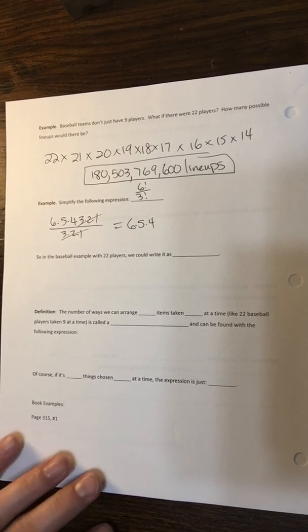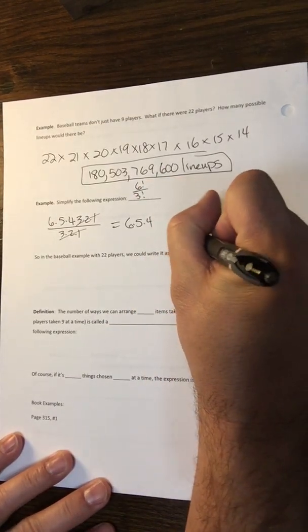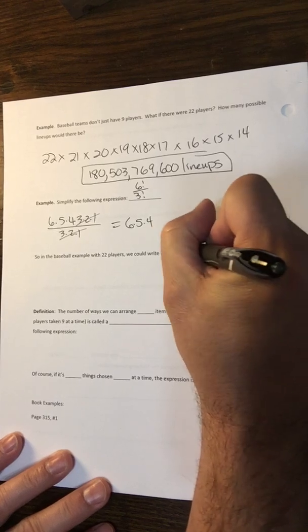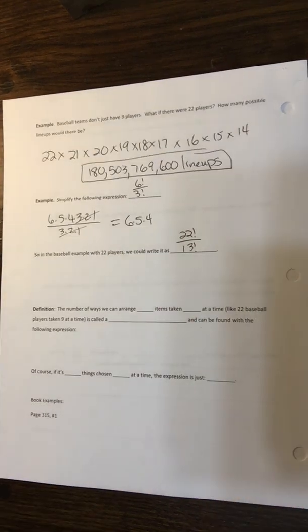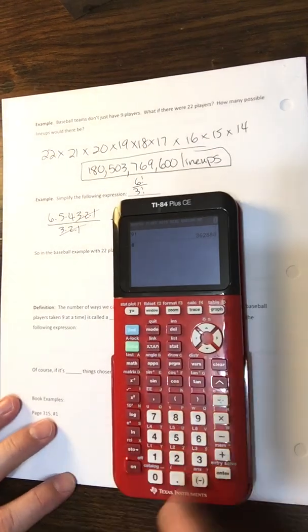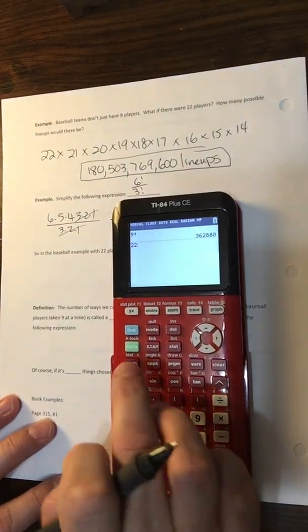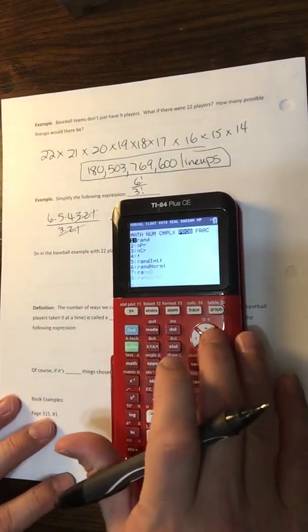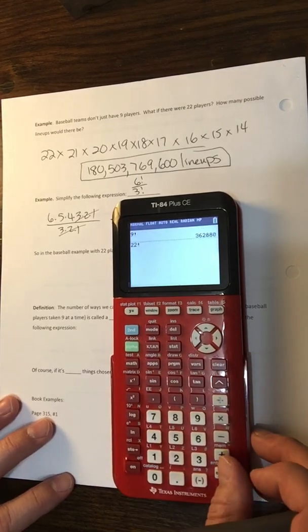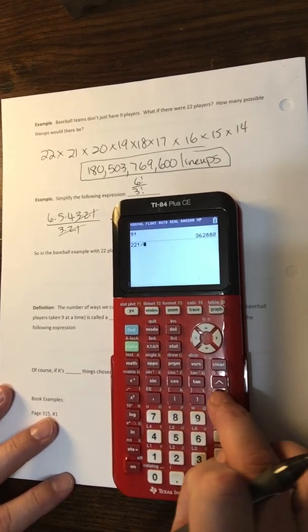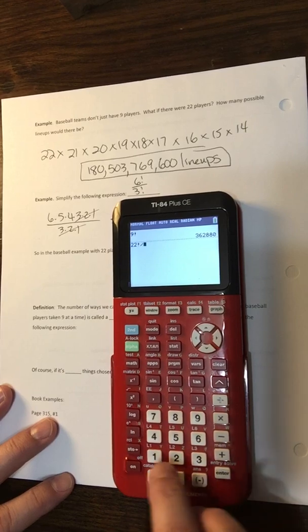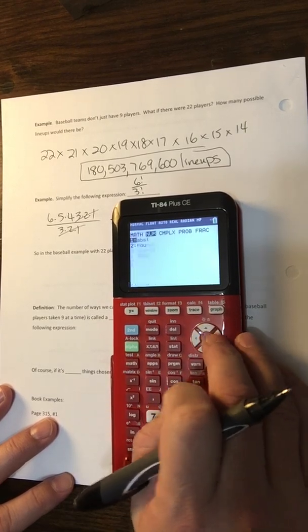So in the baseball example with 22 players, I could write it as 22 factorial over 13 factorial. And I could do this with my calculator. 22 math probability. I think there's a quicker way to get to that thing, but I don't remember. 22 factorial divided by 13 factorial. Let me go find it again.